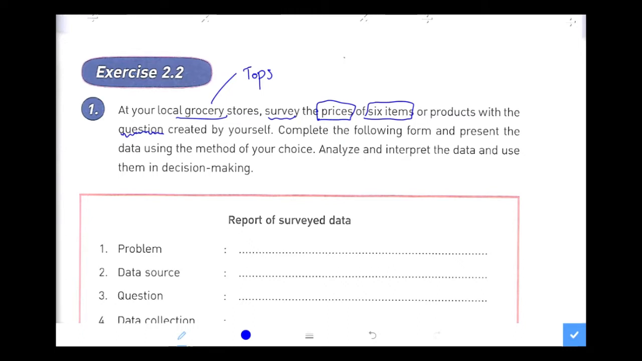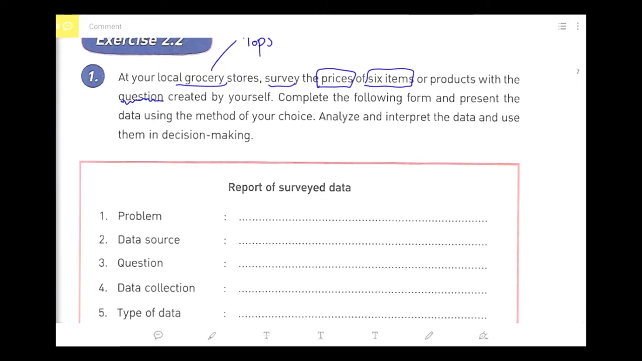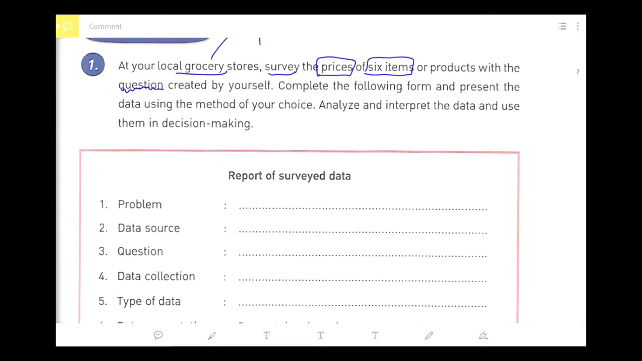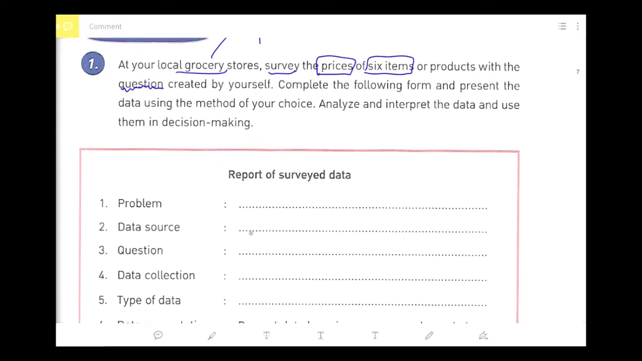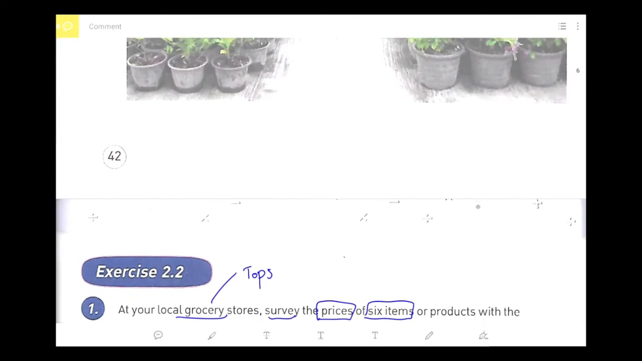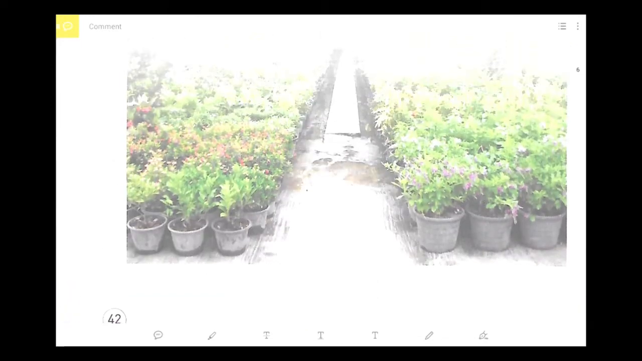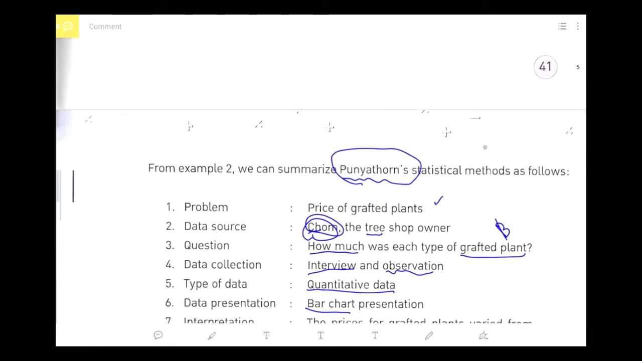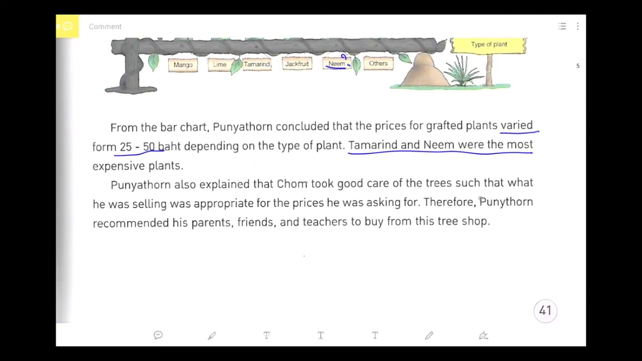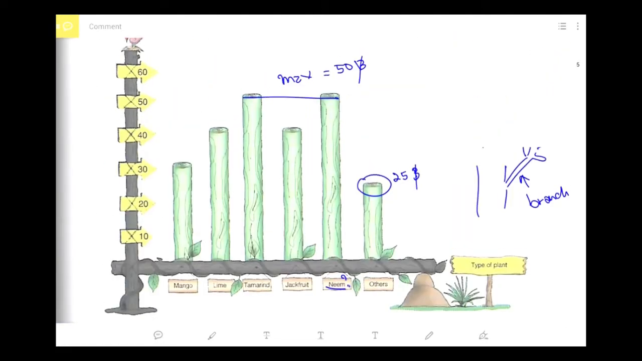And then you have to fill in this one. Think of your problem, think of your data source, like where you want to go to get your information. This one is your questions. If you don't know how to do it, you just go back to page 42. Page 42 has it. Or page 41, you can just go back.